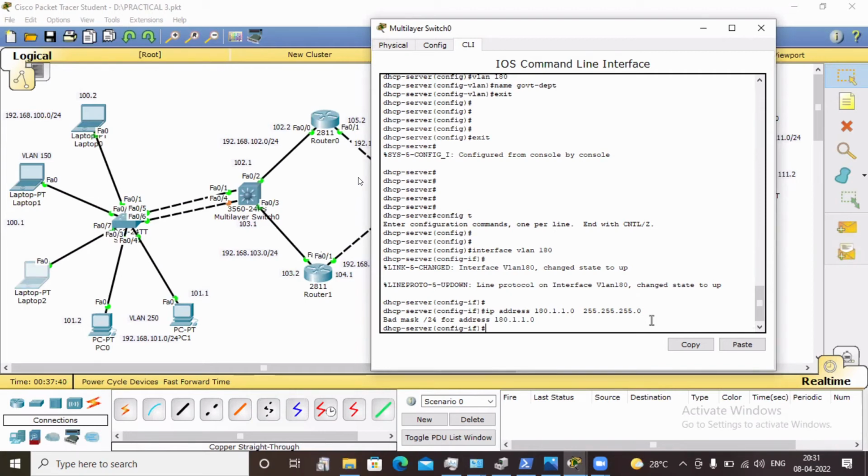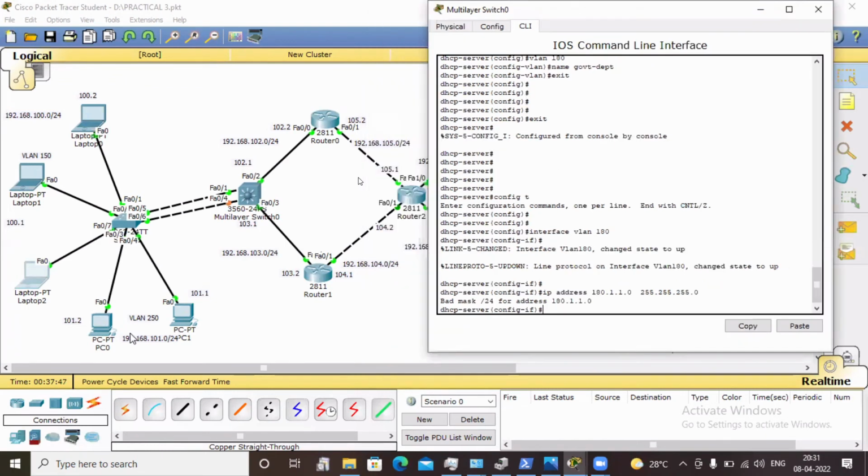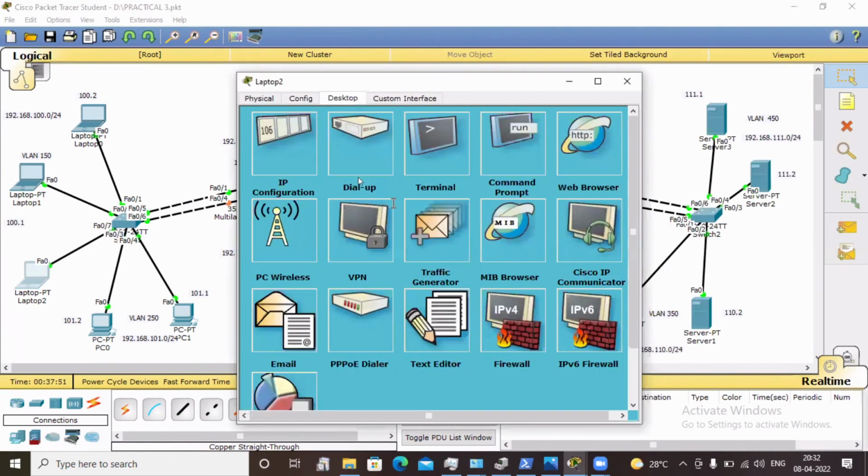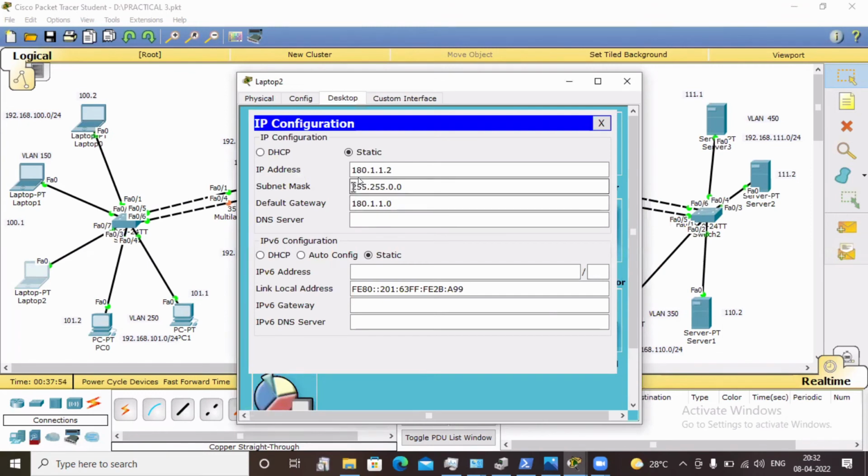Bad mask /24 for the address 180.1.1.0. I think in laptop 2 it was showing two network and two host. You open the IP address on that laptop 2. Class B. Now, what exactly needs to be clarified first of all: this is your gateway address. How come it is 180.1.1.0? This is a network address, right? Yes, sir, it's a network address.